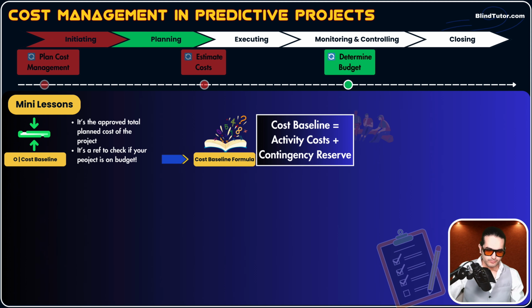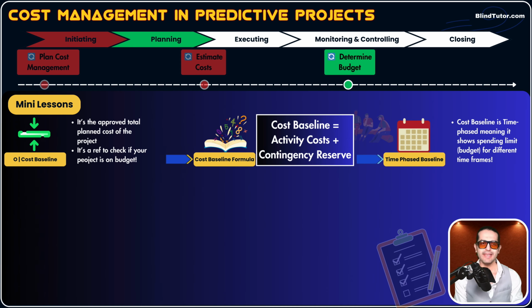And guys, how do we keep cost baseline? Like, how does it look? Cost baseline, most of the time in a real project, is a time-phased baseline, okay? What do I mean by time-phased? It means that it shows spending limit or budget for different time frames. A typical time-phased cost baseline will look something like this, okay?